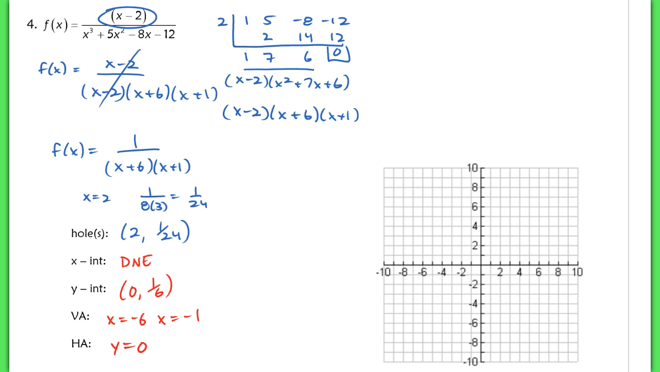Now, based off of this information, I'd like you guys to try to sketch this before I do it with you, just to see if you actually know what you're doing. So go ahead and pause the video and try to sketch this out.